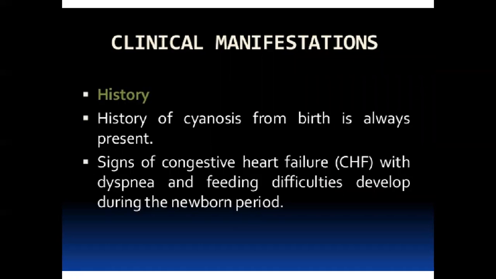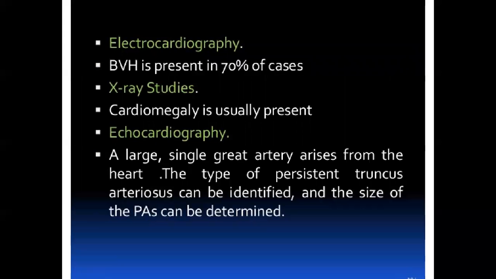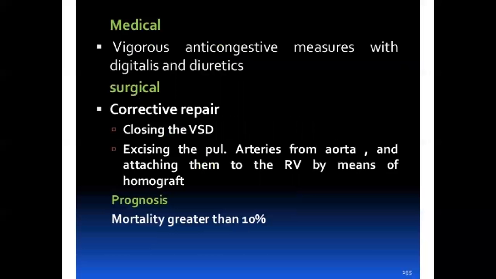Clinical manifestations: cyanosis from birth is always present, congestive heart failure with dyspnea and feeding difficulty. Physical examination: various degrees of cyanosis and CHF with tachypnea and dyspnea are usually present. The peripheral pulses are bounding with a wide pulse pressure. A systolic click is frequently audible at the apex and upper left sternal border. Electrocardiogram, X-ray, and echocardiography are important investigations.